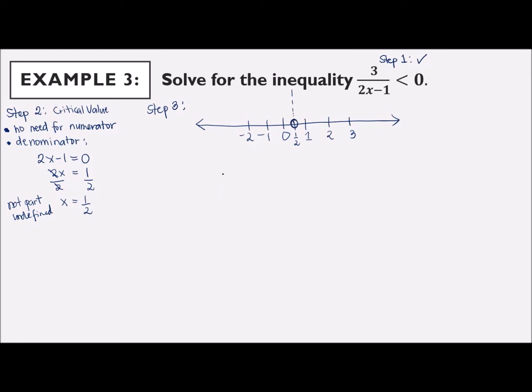Okay? So, may dalawa lang tayong parts. Okay po? So, ano-ano yung ating mga parts? We only have part A, nasa kaliwa ng 1/2, at nasa kanan ng 1/2 to part B. Okay? Ngayon, mag-test values na tayo.